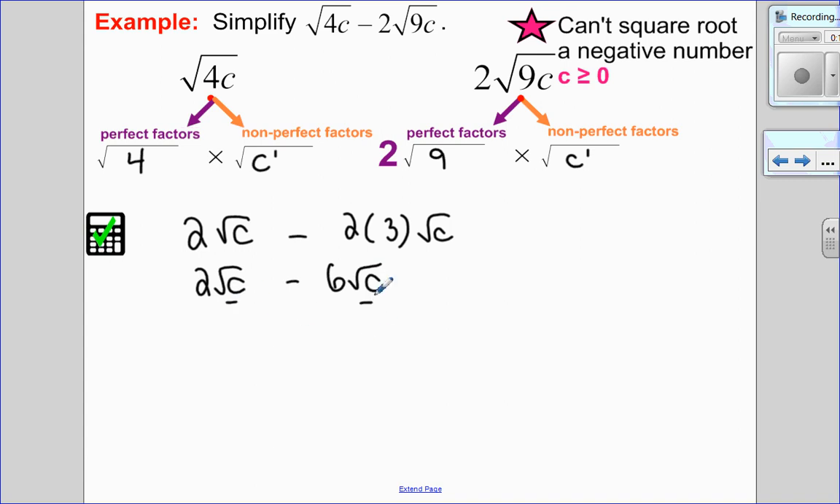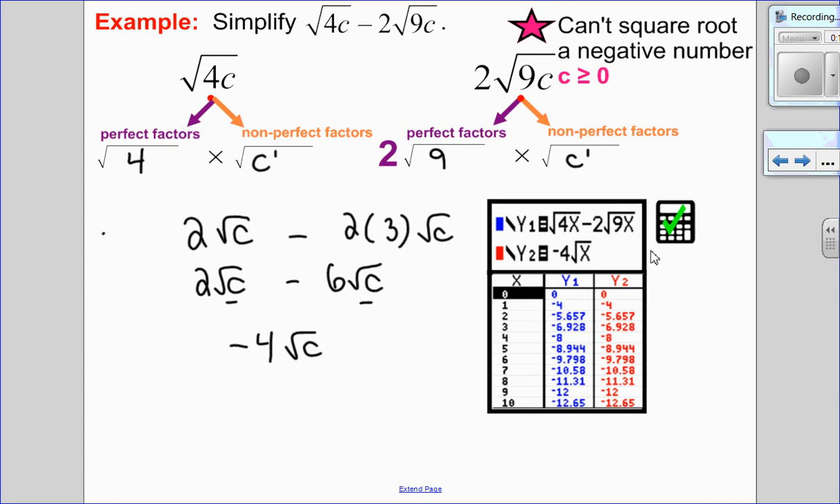So they are like terms because the radical is identical, same index, same radicand. If I have 2 root c's and I take away 6 root c's, I'm left with negative 4 root c's. Then I can check this on the calculator. I put my original question into y1, my answer is in y2, and the check always happens in the table. You can see I did that correctly.